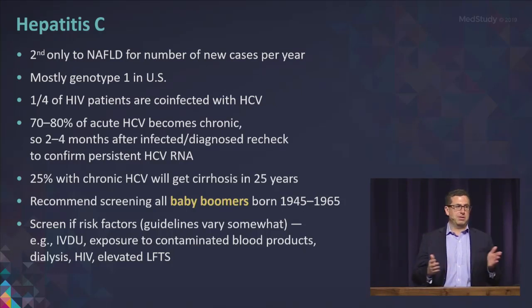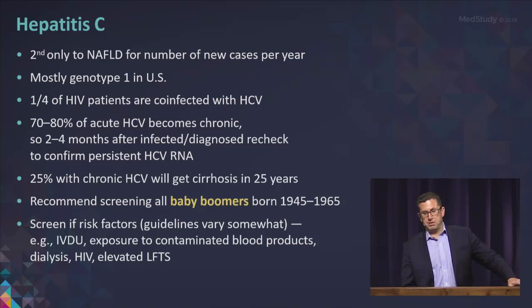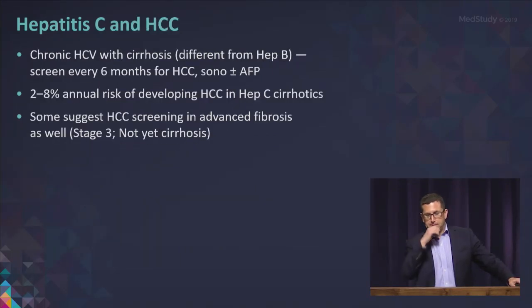And I hope everyone knows about this, but all baby boomers, this is a guideline, need to be screened for hepatitis C with a hepatitis C antibody. Everybody, every baby boomer. So if you're born between 1945 and 1965. You also want to screen if there are risk factors, so IV drug use, contaminated blood product exposure, dialysis, etc.